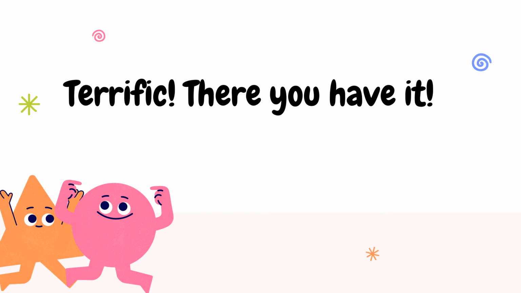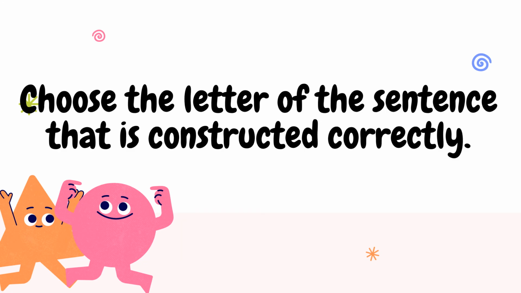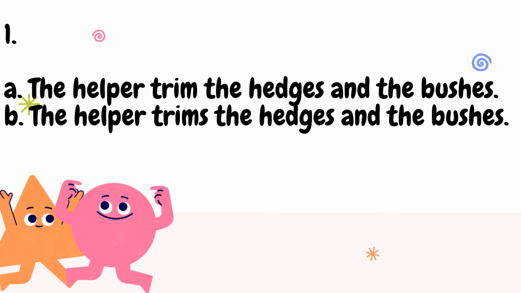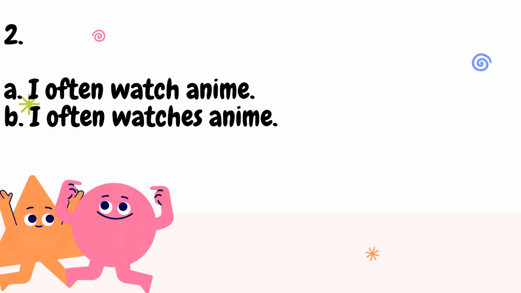Terrific! There you have it. It seems that you grasp everything under the sun. Now, let's try it. It says here that you have to choose the letter of the sentence that is constructed correctly. Number 1. Is it letter A? The helper trimmed the hedges and the bushes? Or letter B? The helper trims the hedges and the bushes? What's your answer? I heard you saying letter B. You are amazing.